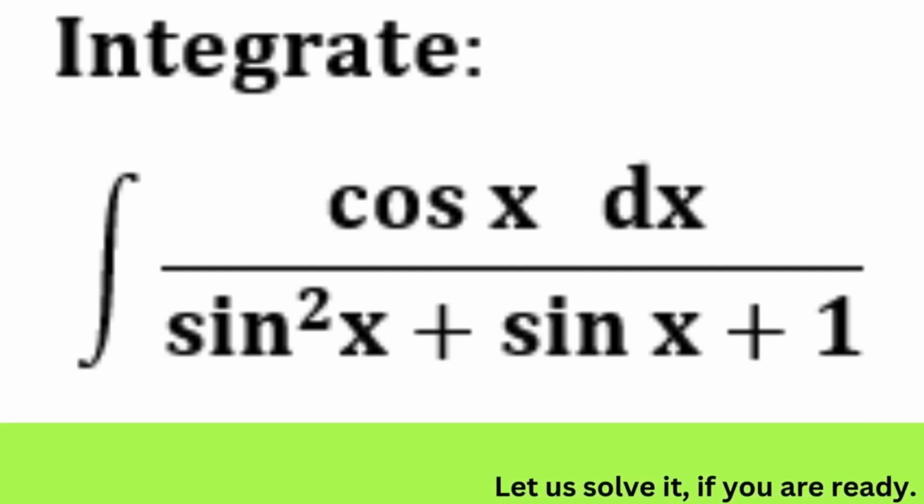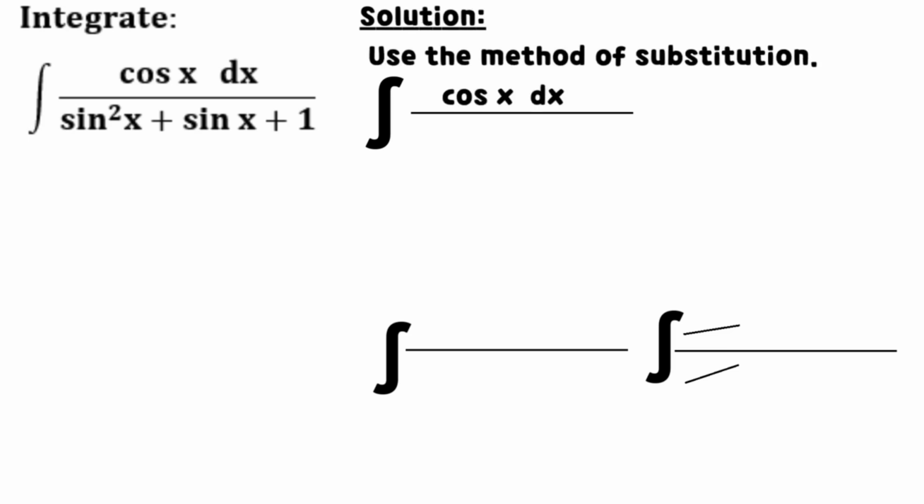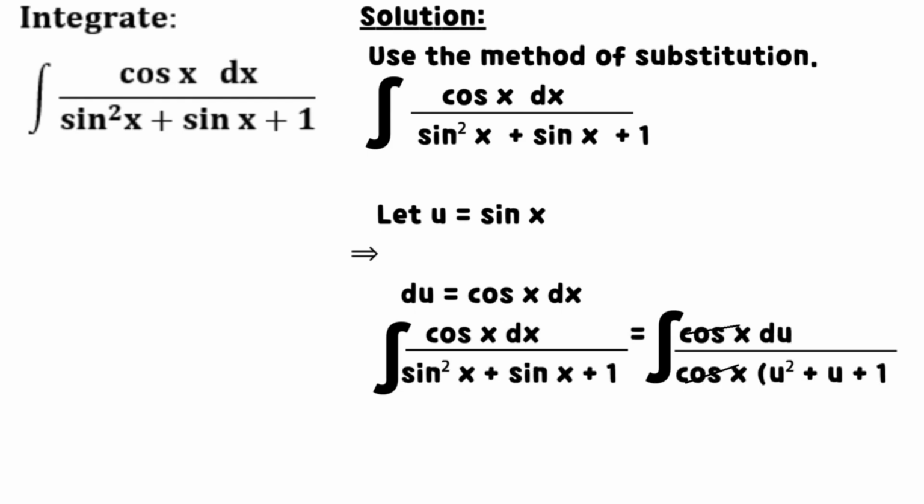Integrate the given trigonometric expression. We need to use the method of substitution to find the integral value of the given trigonometric expression. We begin by assigning a variable to our selected function. In this case, let u equal sine x. It implies that du equals cosine x dx. So that we replace dx with the value of du we obtained in the integral expression.